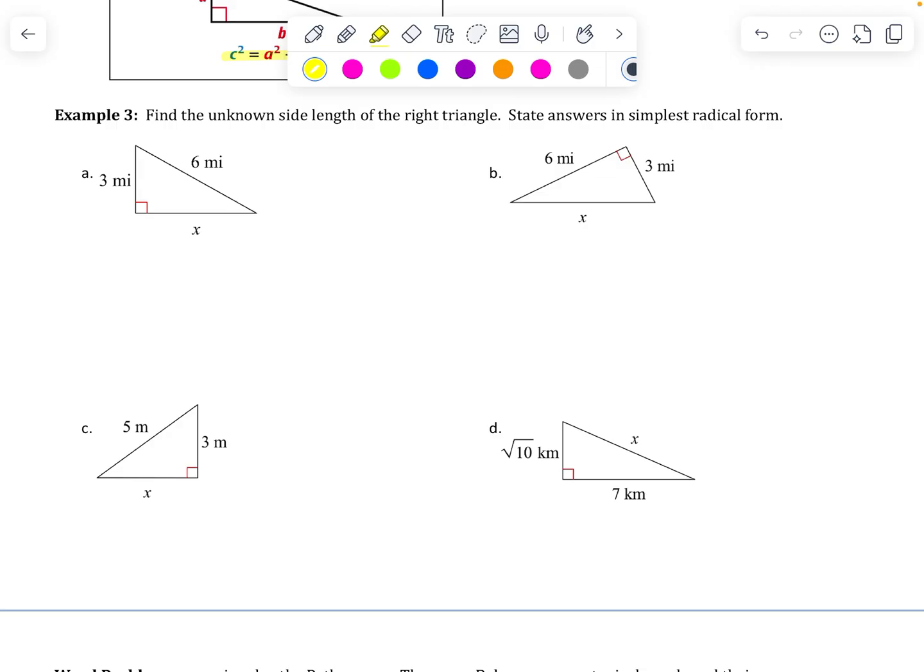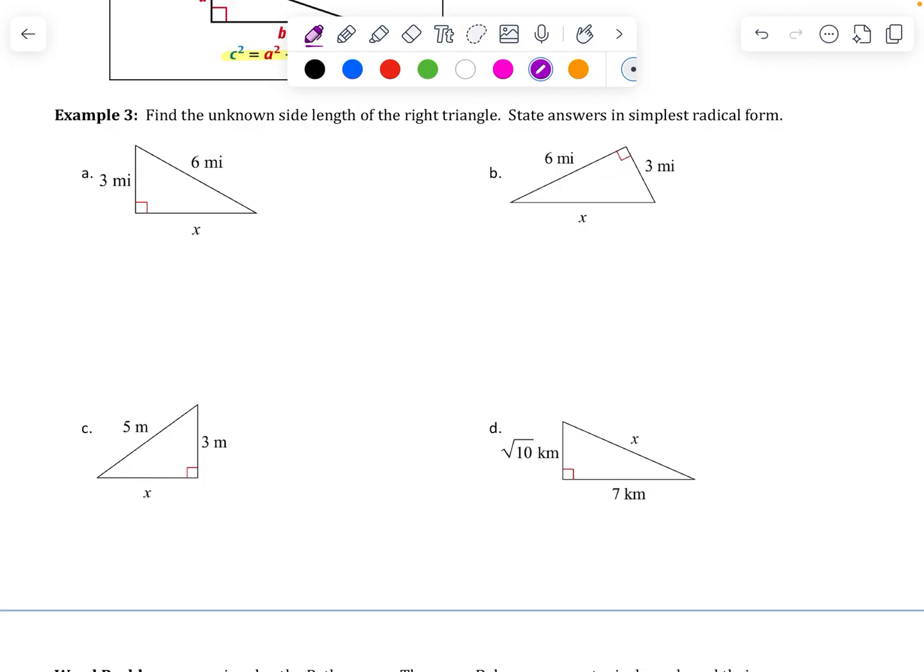In example 3, we're going to find the missing side of a right triangle. If you study examples A, B, C, and D, you can see that on all of them only one of the sides is missing. This is the way the Pythagorean theorem works. If only one of the three sides of a right triangle is missing, you can use the Pythagorean theorem to get the third missing side.